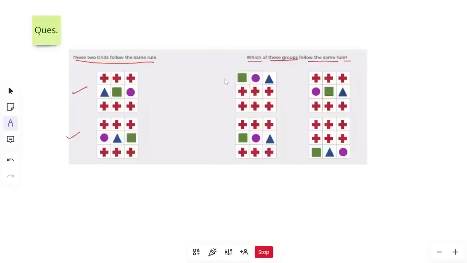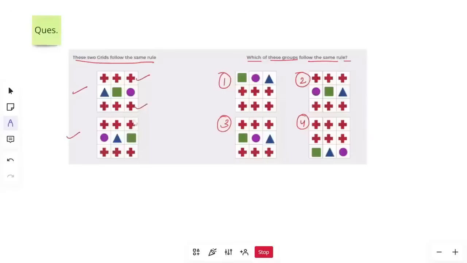We have to tell. So let's mark the images: 1, 2, 3, and 4. These are four different grids. We have to tell out of these four which of them are following the same pattern as per the question images. So let's try to understand the pattern. The pattern is that in the first row and in the last row, we have these plus marks.